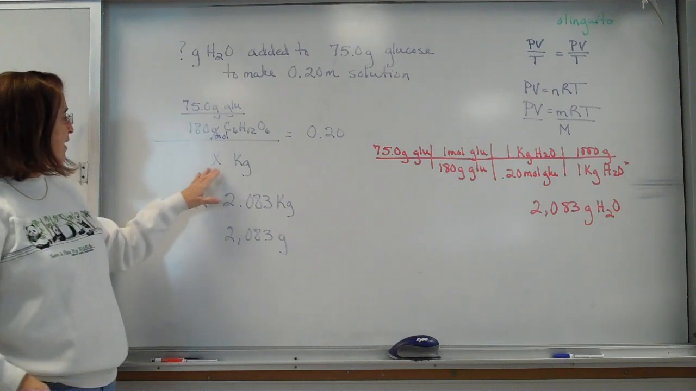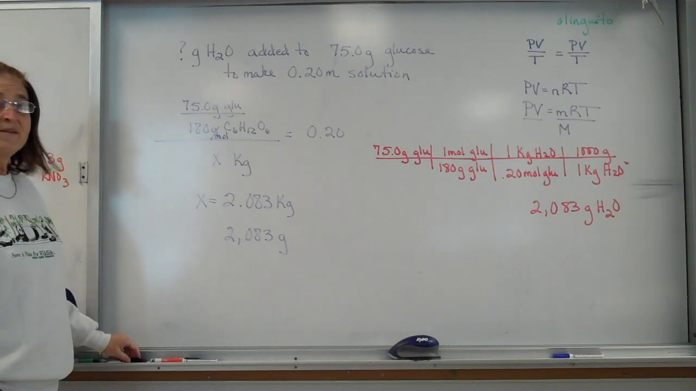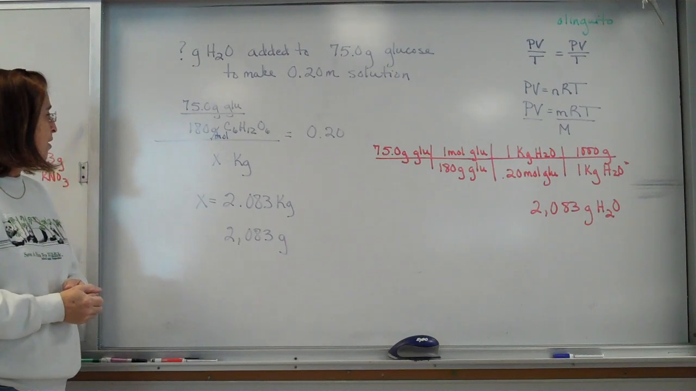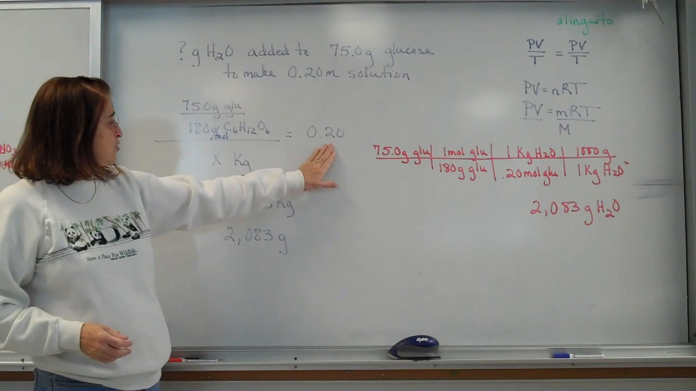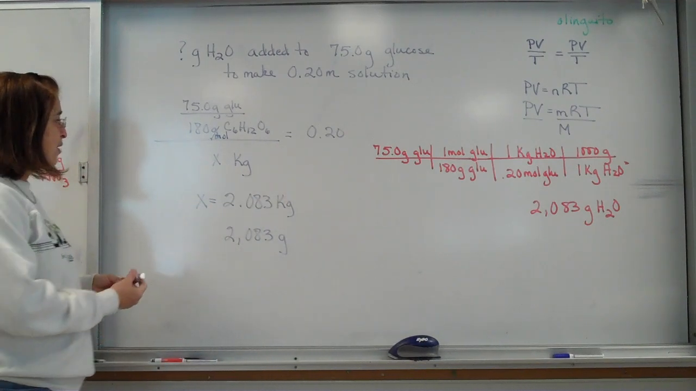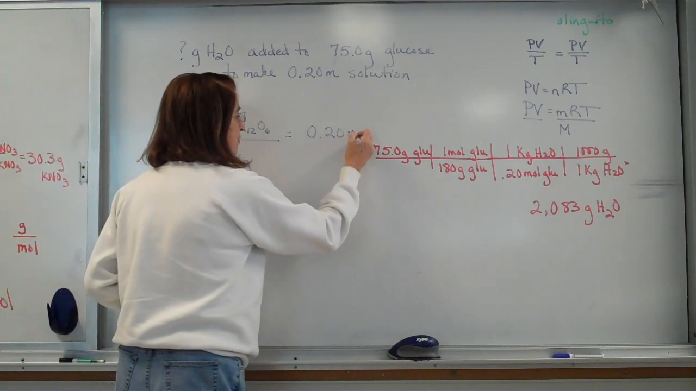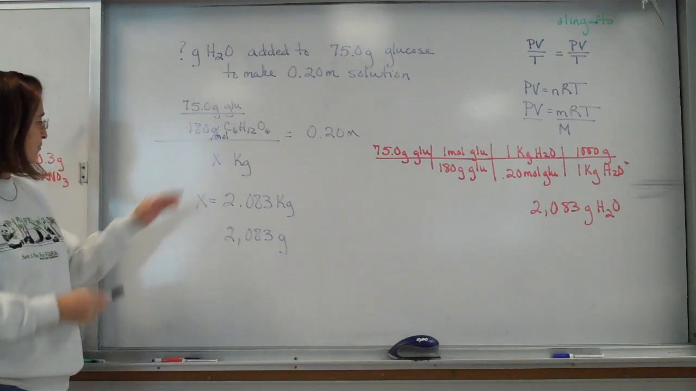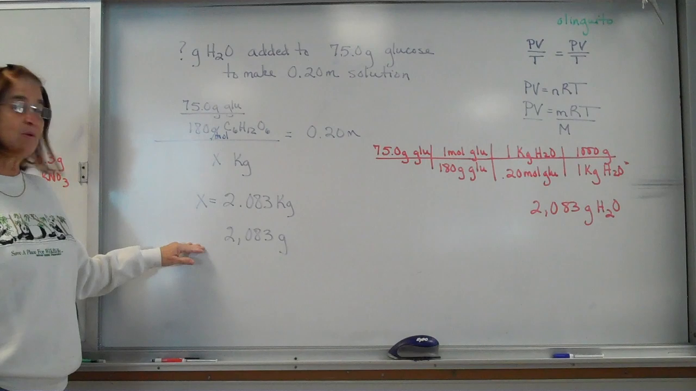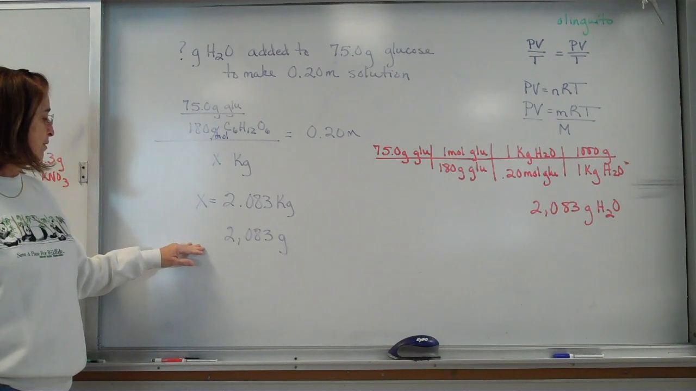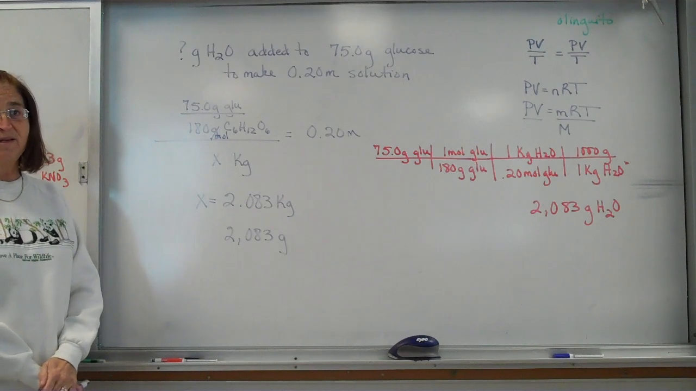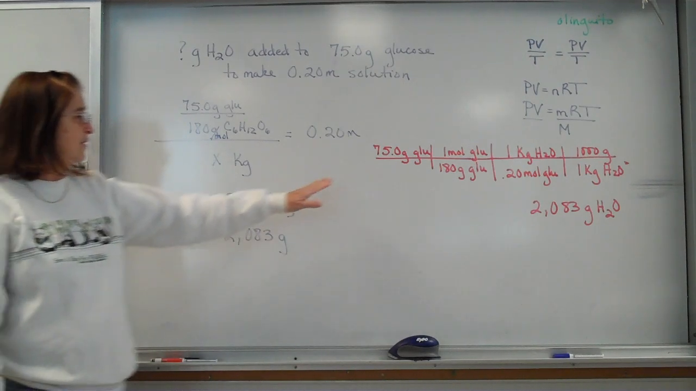And we want to find how much water has to be added to make a certain concentration of a solution. Well, the concentration is going to be 0.20 molal. So we only have one unknown. The unknown is here. Solving, we would come up with 2.083 kilograms, or that would be 2,083 grams of water would be added to make the solution.